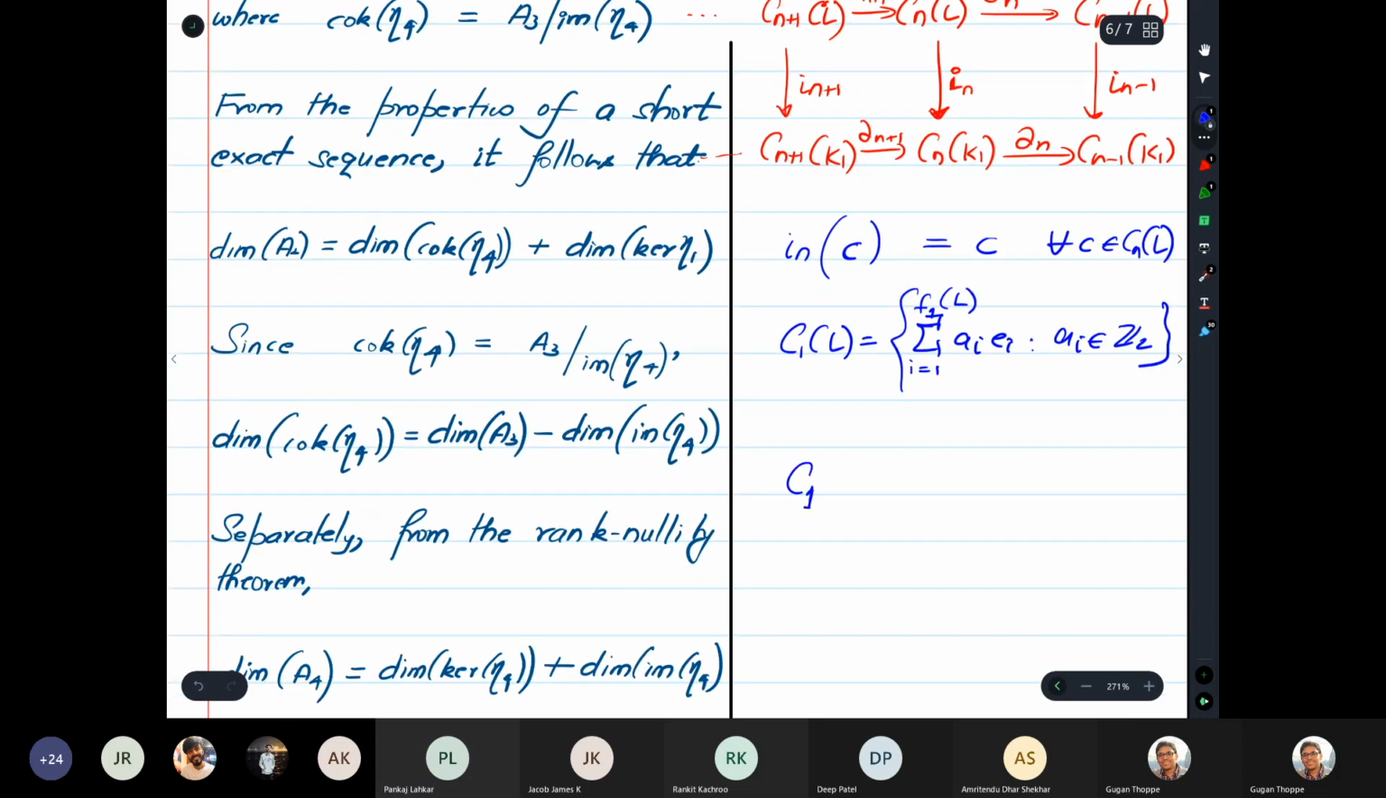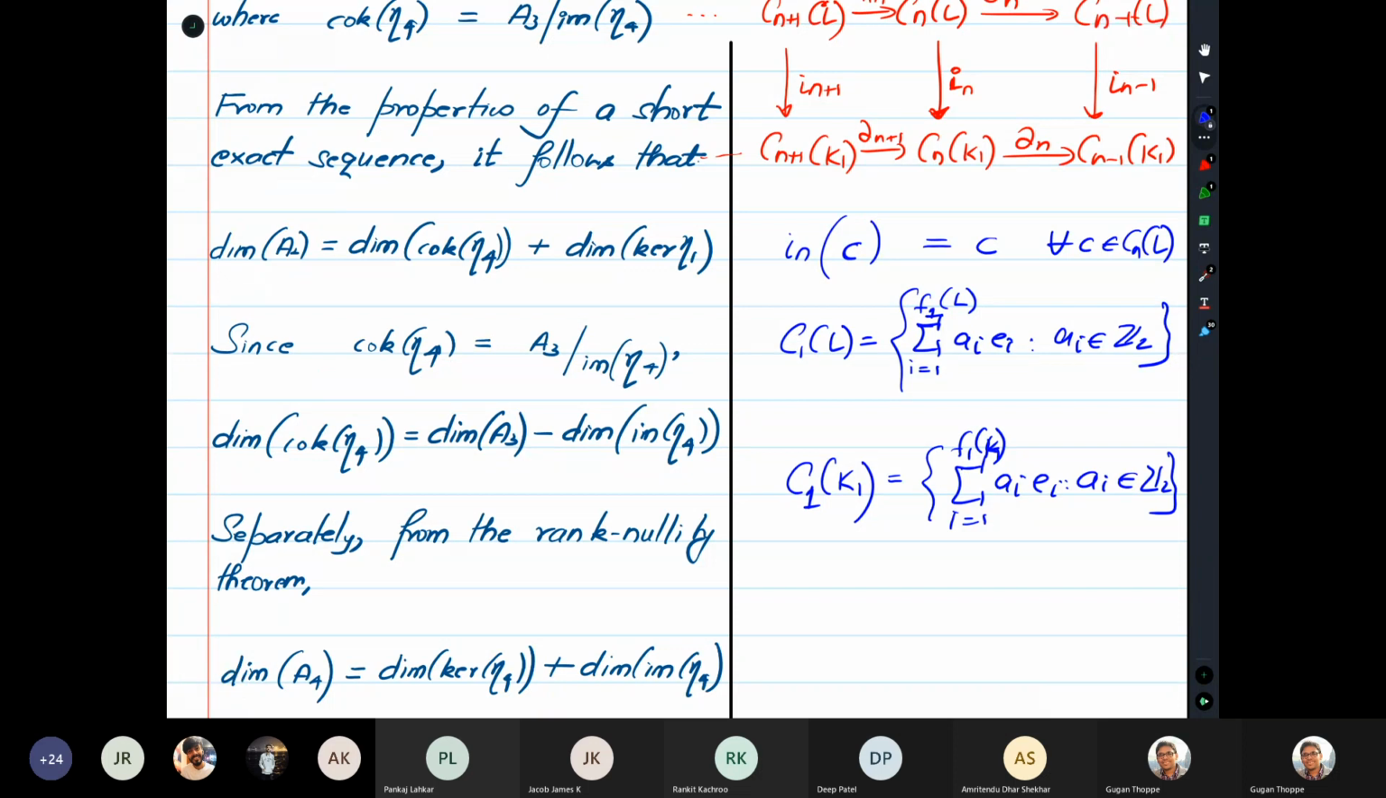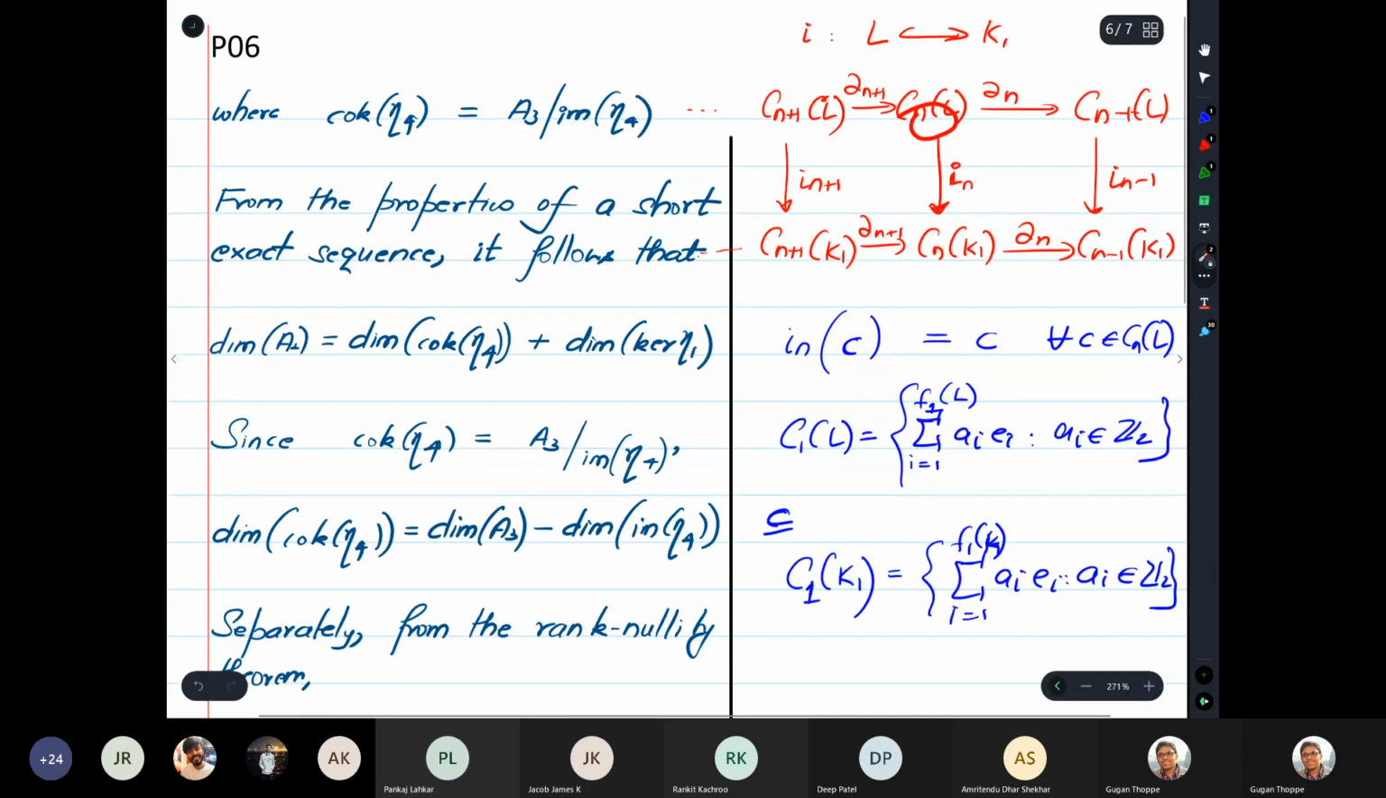And now what I'm claiming is that since L is a subset of K1, if you look at C1 of K1, which is again all sums of ai ei, the only difference being now we have to look at all those edges in K1. And since every edge that is there in L is also an edge in K1, I hope you agree that C1 of L will be a subset of C1 of K1. Do you agree, Pankaj? Yes, sir. So all I'm saying is that whatever chain you take in C1 of L, that will also be there in Cn of K1, just map it to that chain. Is this okay? Does anyone have any questions with this diagram? Please let me know.